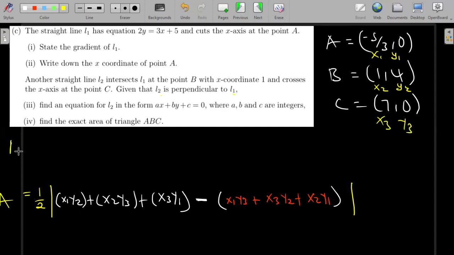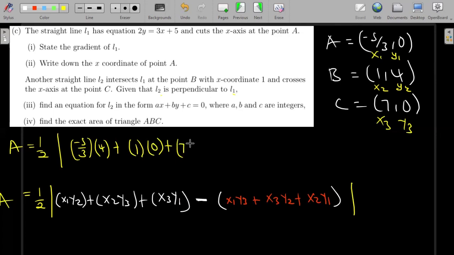So we're going to say our area is equal to half, modulus, and then here we're multiplying x1 by y2. So x1 is minus 5 over 3 multiplied by y2, which is 4, and then plus, we're multiplying x2, which is 1, by y3, which is 0, plus x3, which is 7, multiplied by y1 here, which is what? y1 is 0, and then I'm saying minus.